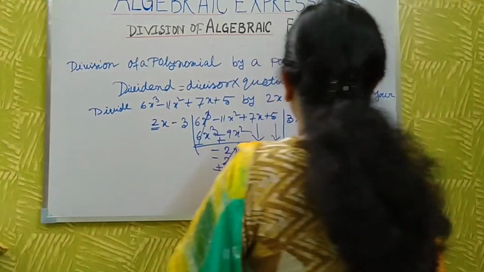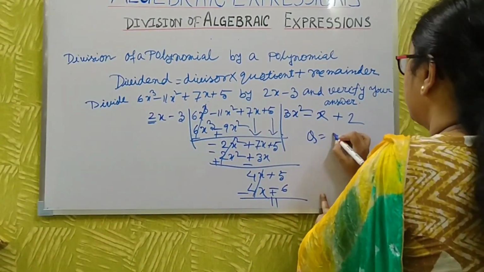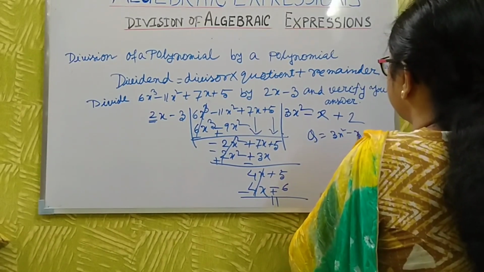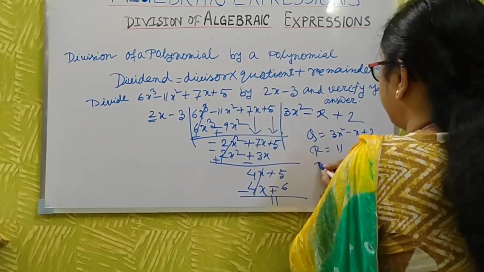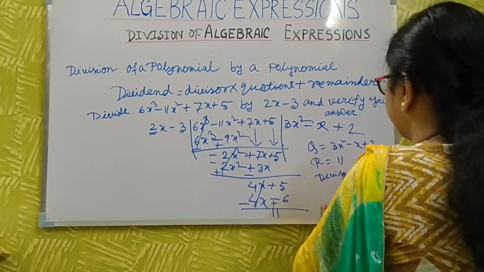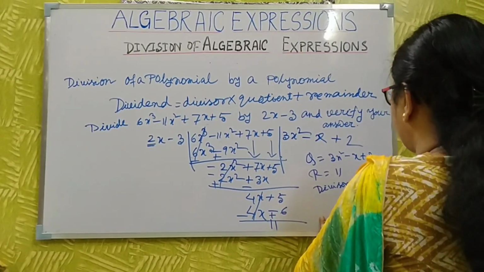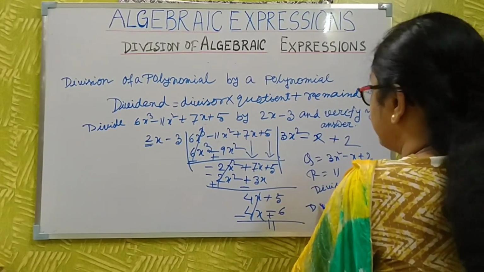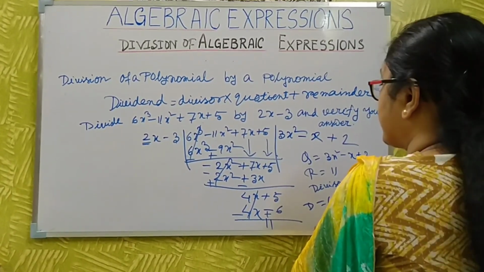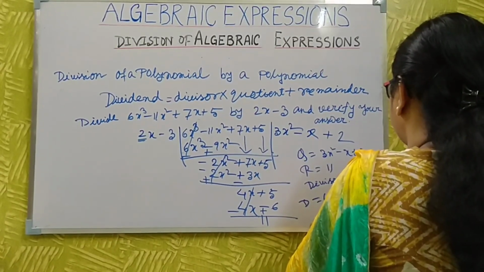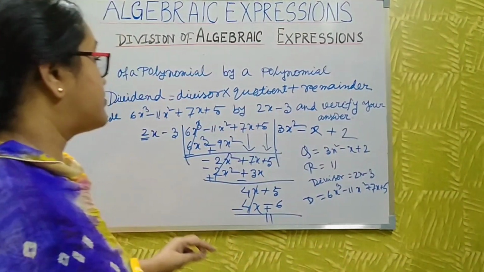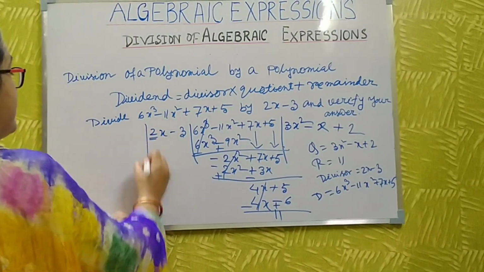Now you write: quotient is 3x² minus x plus 2, remainder is 11, divisor is 2x minus 3, and dividend is 6x³ minus 11x² plus 7x plus 5. Now you verify. Here I do the verification.